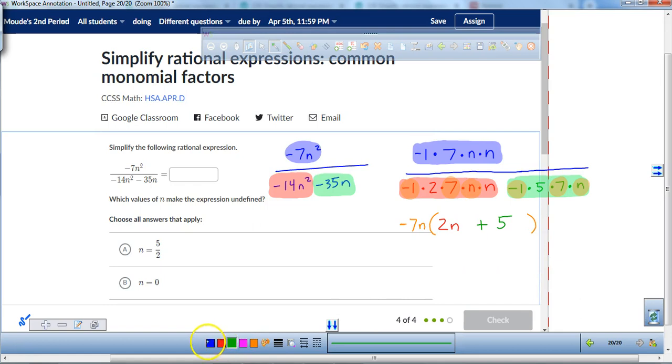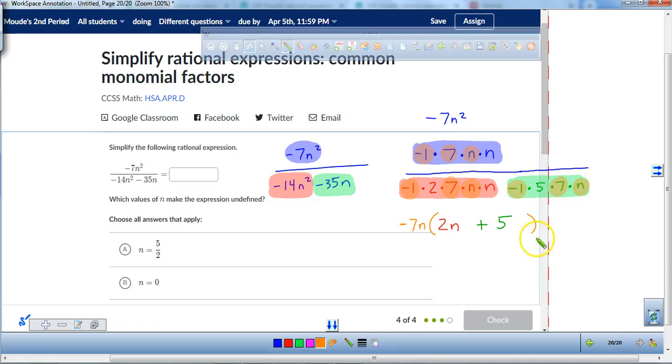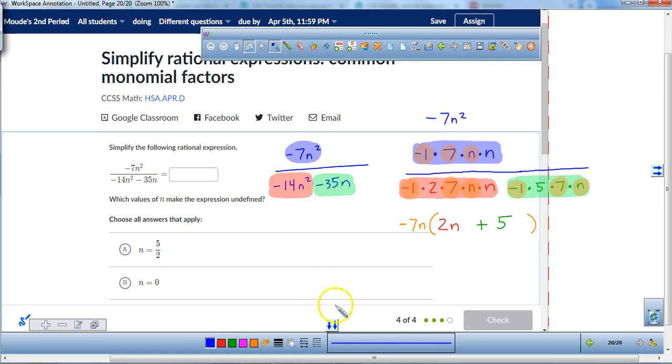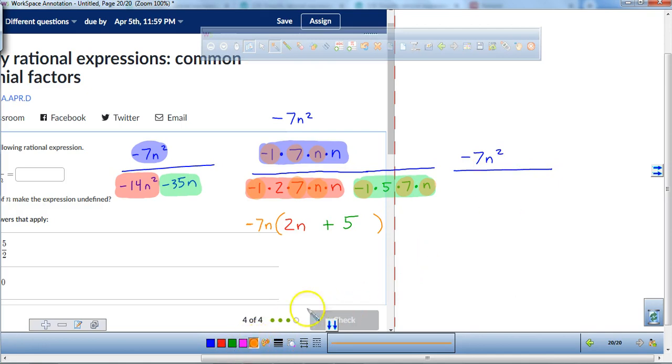Now, let's take a look at the numerator. The numerator, we have what? Negative 7n squared. But look, they also share common factors. It shares the negative 1, it shares the 7, and it shares an n. Now what does that allow us to do? That allows us to cancel out. I'm going to rewrite it right now. We have negative 7n squared over negative 7n, open parentheses, and what we have left is 2n plus 5.